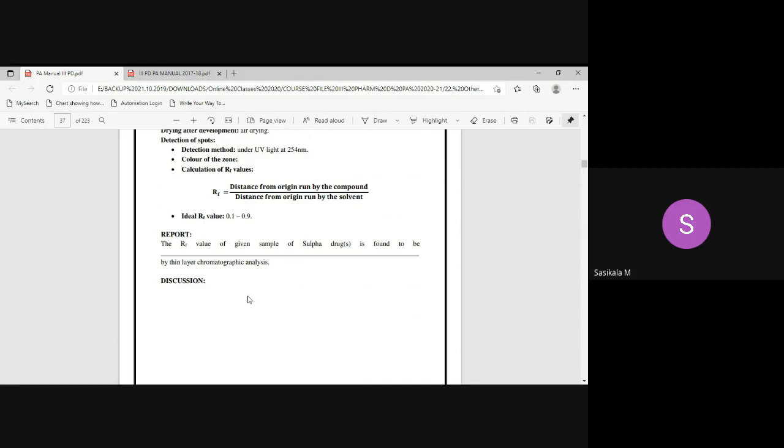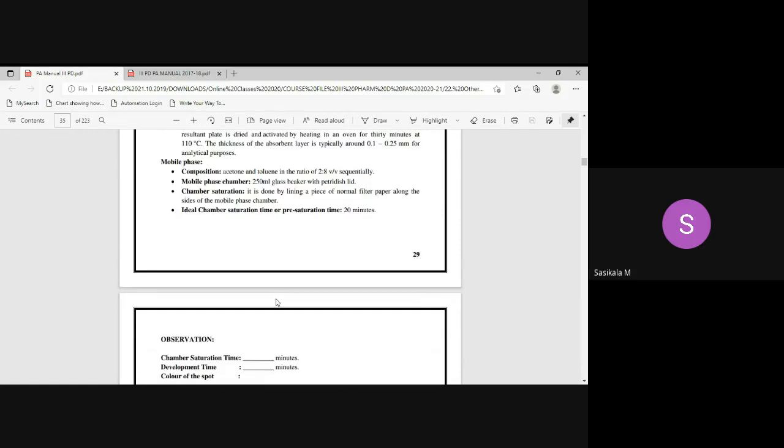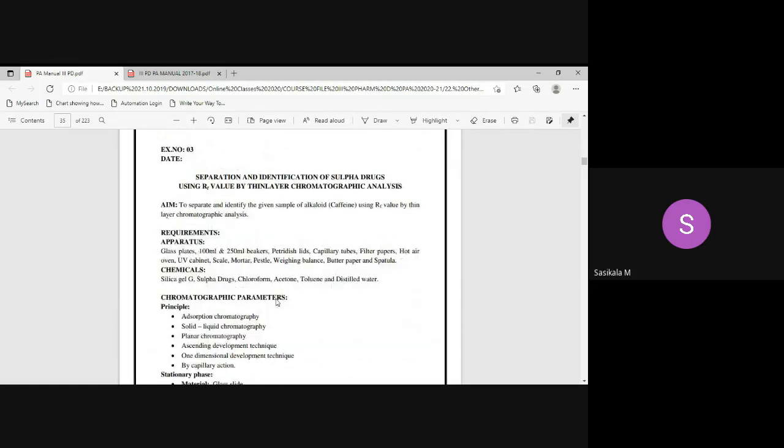In the discussion, you need to write what the use of sulfa drugs is, why you have to separate them by TLC, what the applications of TLC in separating sulfa drugs are, and what the general applications of TLC are. You can write all this in the discussion part. What other samples can be separated similarly by TLC can also be written in the discussion part. Okay, so this is the third experiment you need to perform.